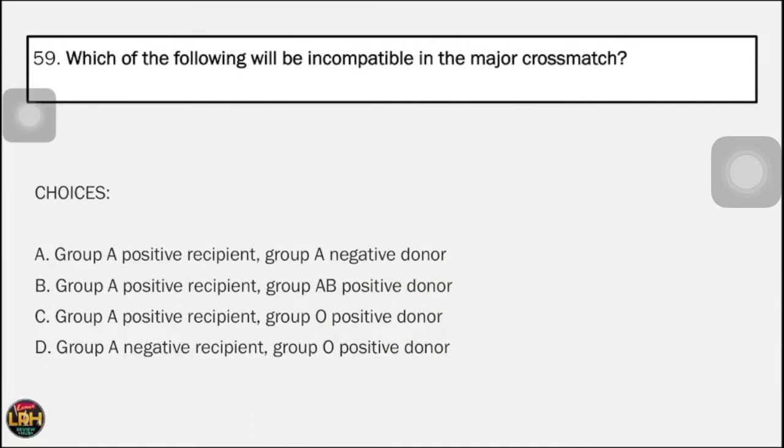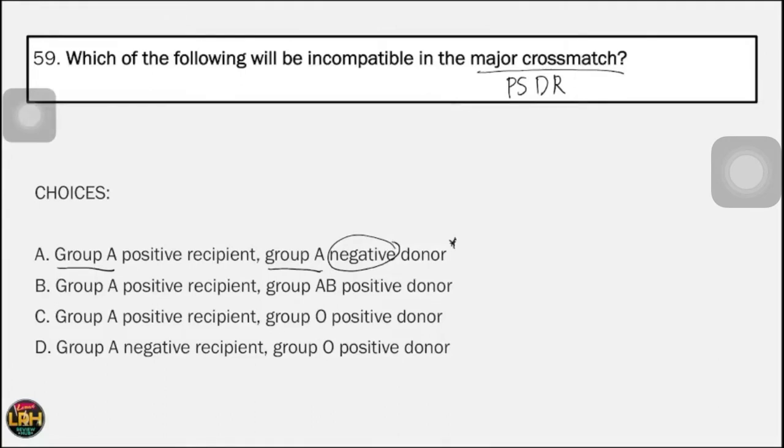Which of the following will be incompatible in major cross-match? So, as discussed earlier, during major cross-matching, we test patient serum against donors' red cells. So, let's check per choices. Letter A, Group A positive recipient with Group A negative donor. Since they have the same ABO type and the donor is Rh negative, the major cross-match would be compatible for this pair.